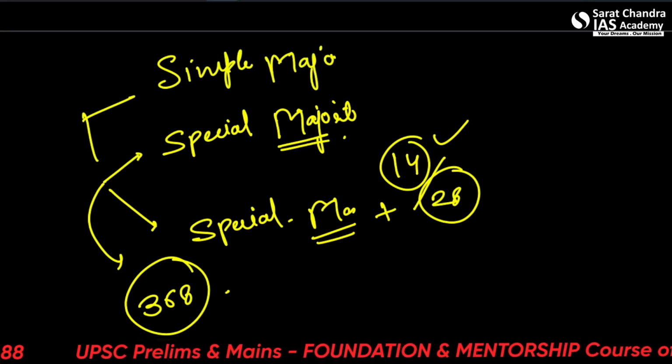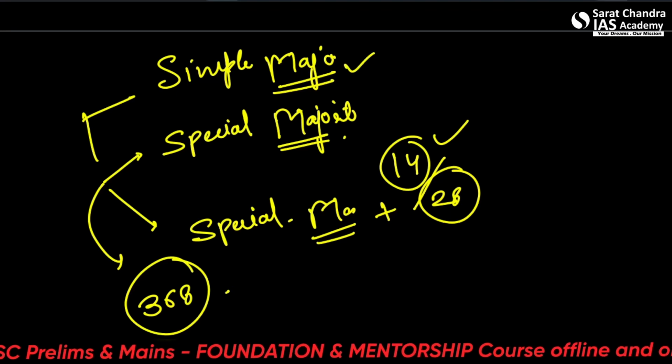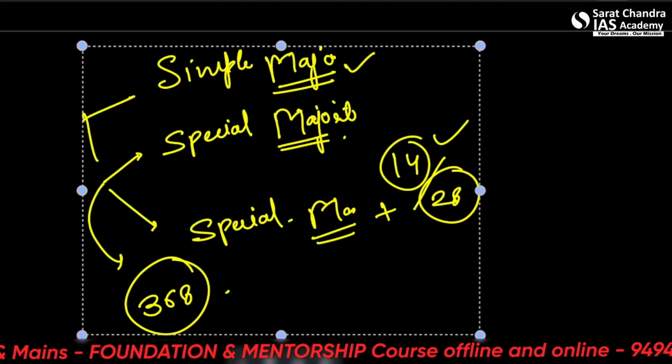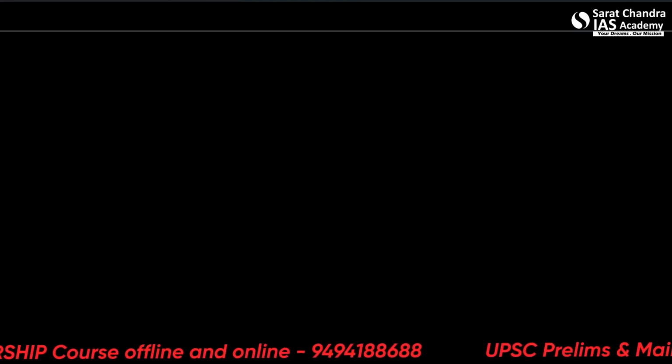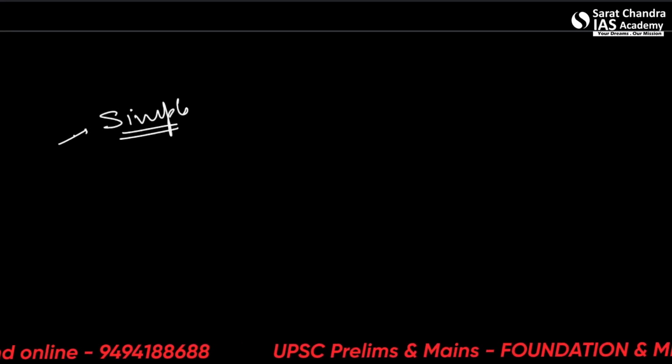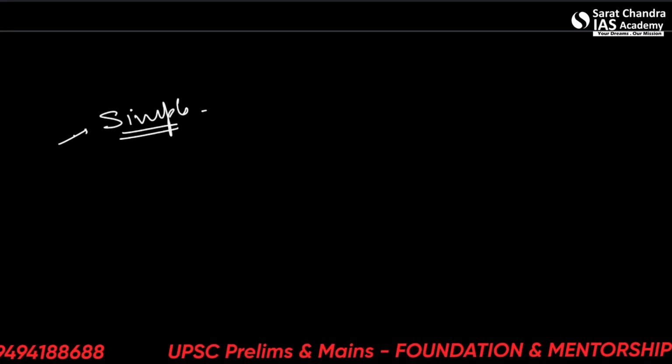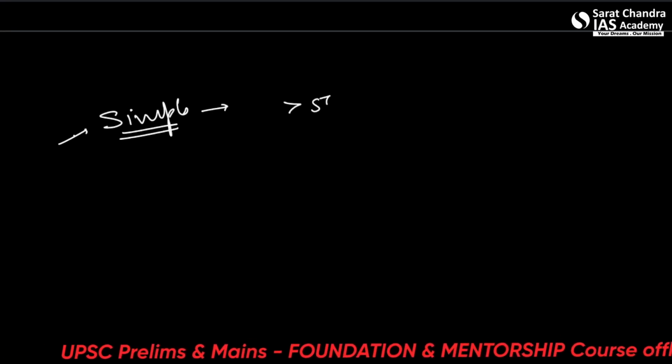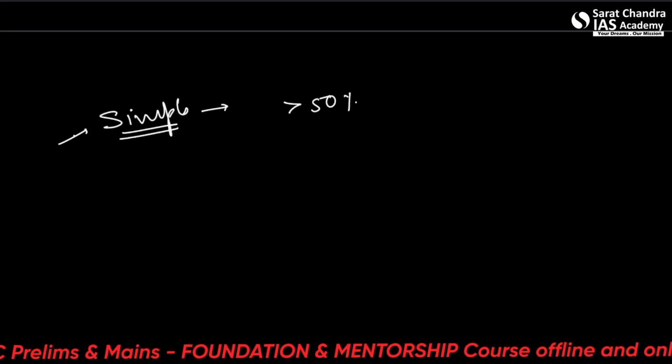But there are some amendments that can be done by the simple majority as well. So let us see about them. What are those? So let us talk about the simple majority first. Simple majority would simply mean that majority of the, let's say, more than 50% of the members present and voting.